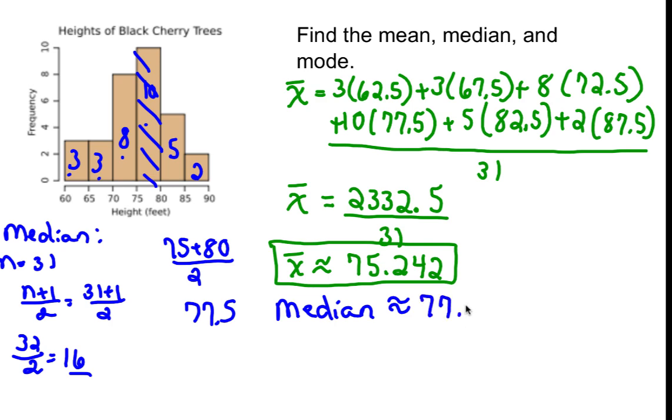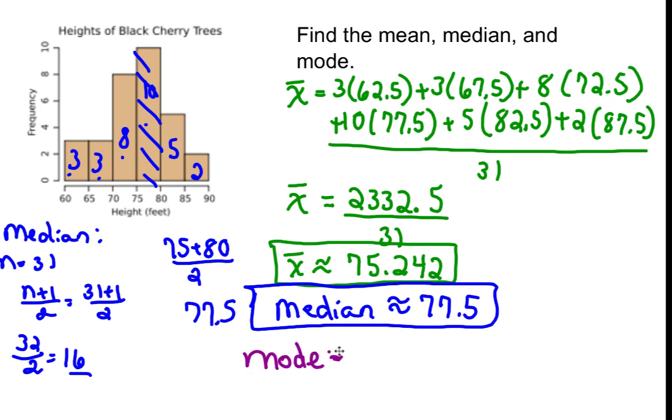Median is approximately 77.5. Now notice they're not exactly the same because I had to approximate a little bit, but they're pretty close. The mode is the value that occurs most often, so my mode in this case would be 77.5.